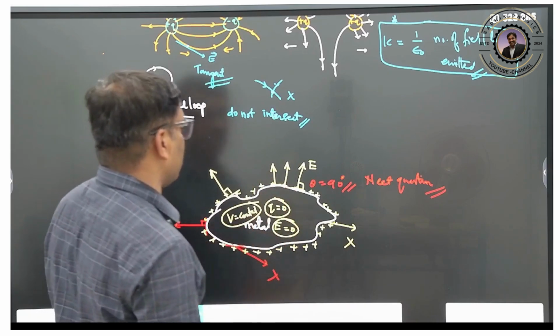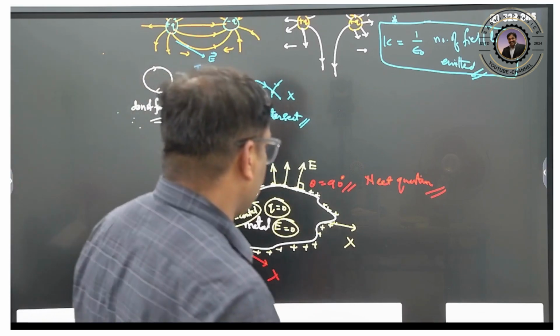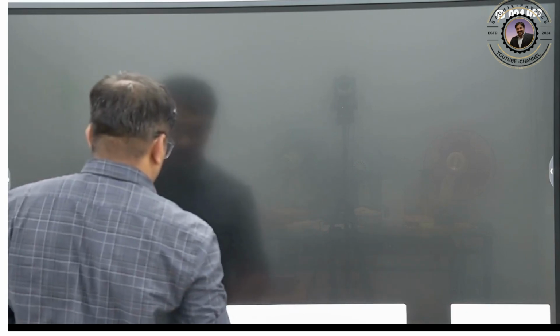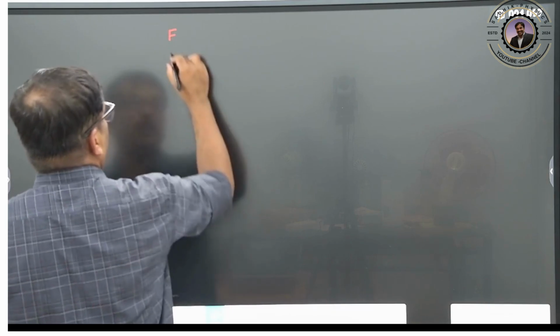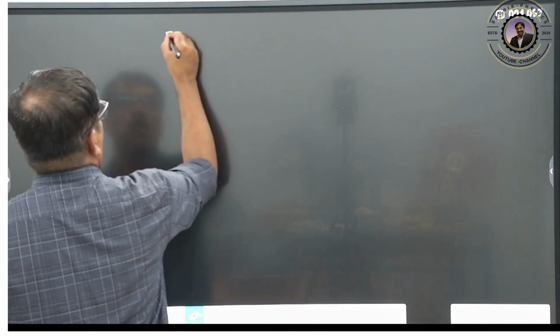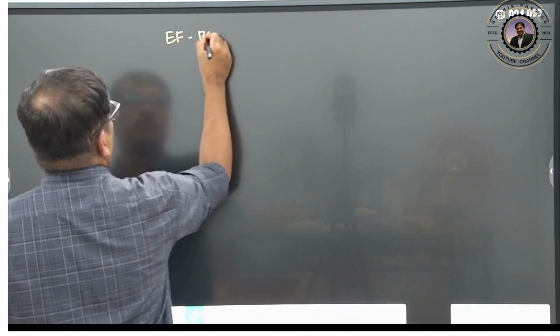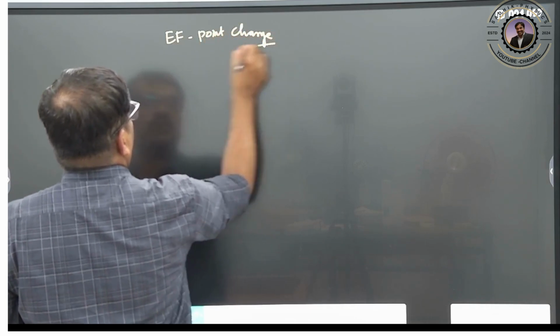Therefore, the electric field inside the metal body will always be 0. Clear? Right. Here I will discuss the calculation of the electric field. Let us see, there is one point charge. Electric field due to a point charge, a very simple one.